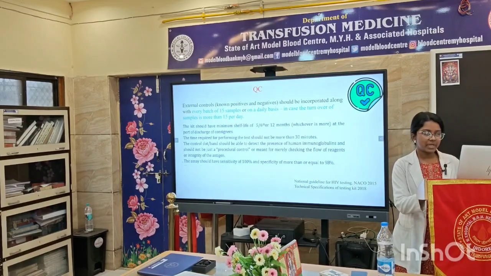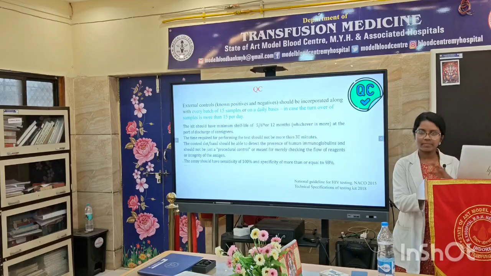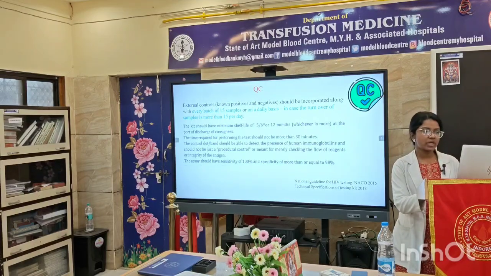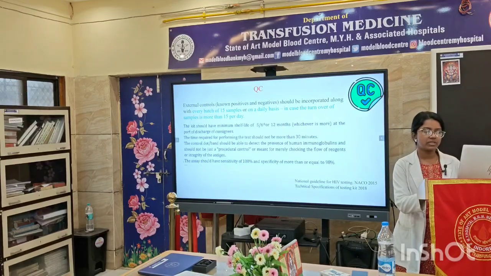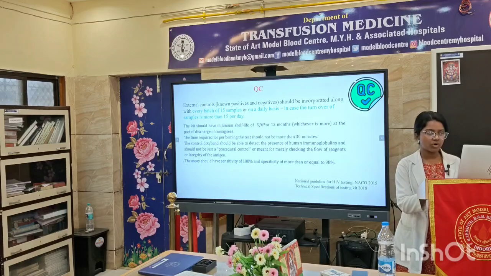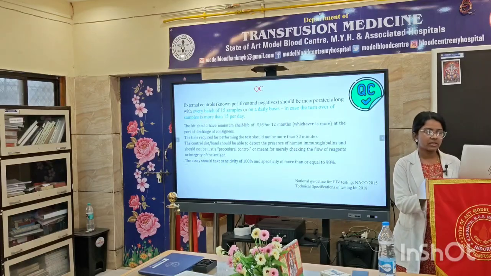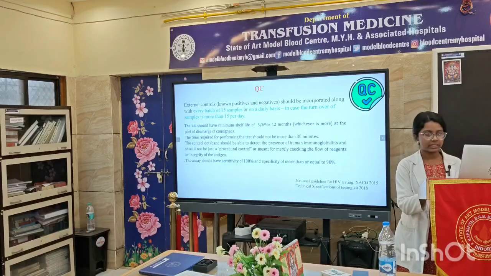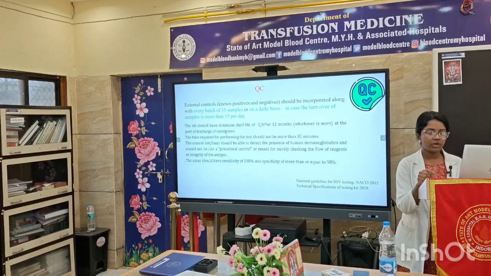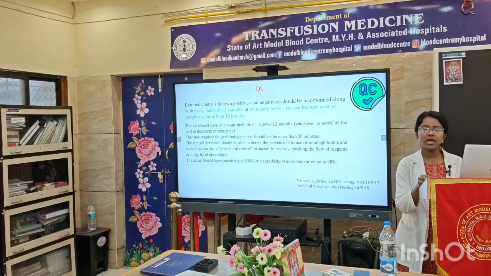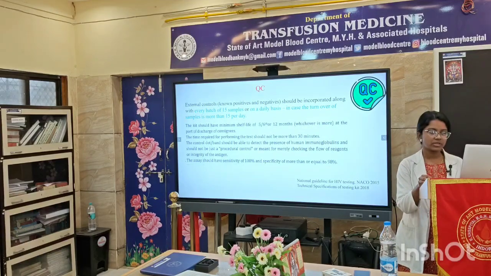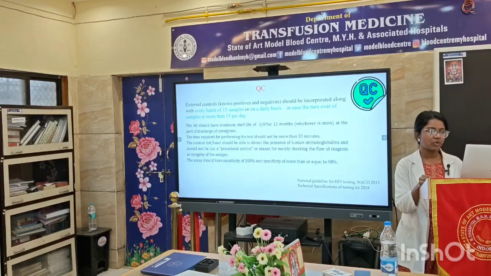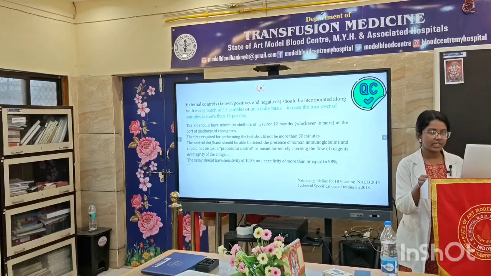The kit should have a minimum shelf life. Whatever rapid kits we have, those kits should have a minimum shelf life of 5 or 6 or 12 months, whichever is more, at the port of discharge. The time required for performing those rapid tests should not be more than 30 minutes, and the control dot or band should be able to detect the presence of human immunoglobulins and should not be just a procedural control meant for merely checking the flow of reagents or integrity of the antigen.